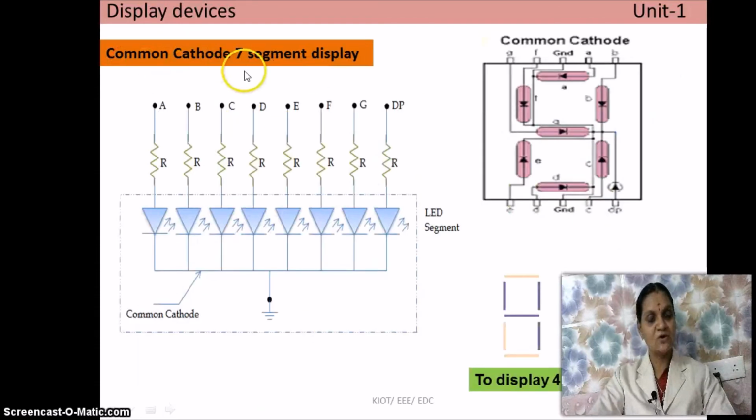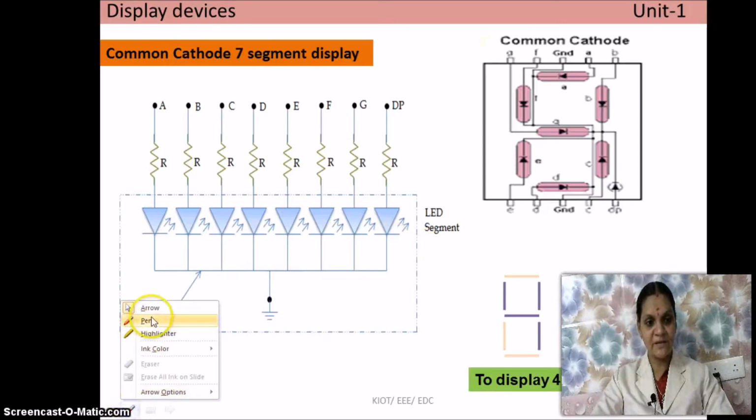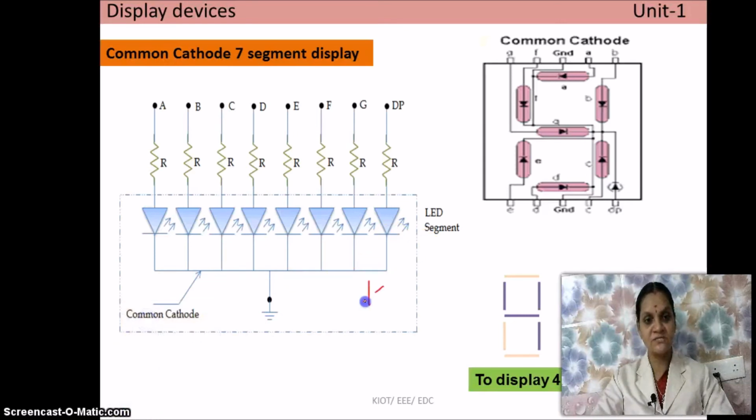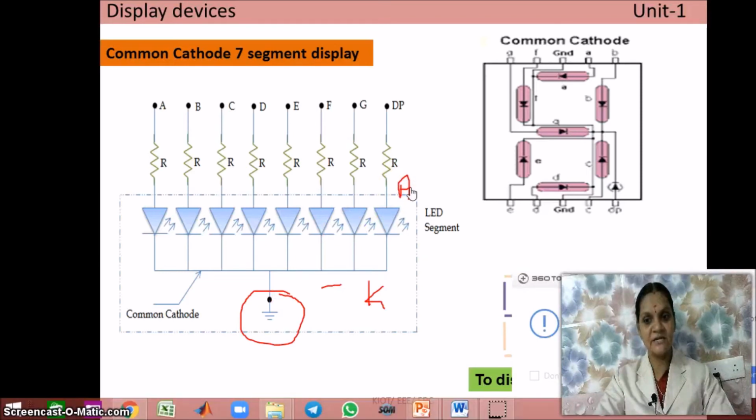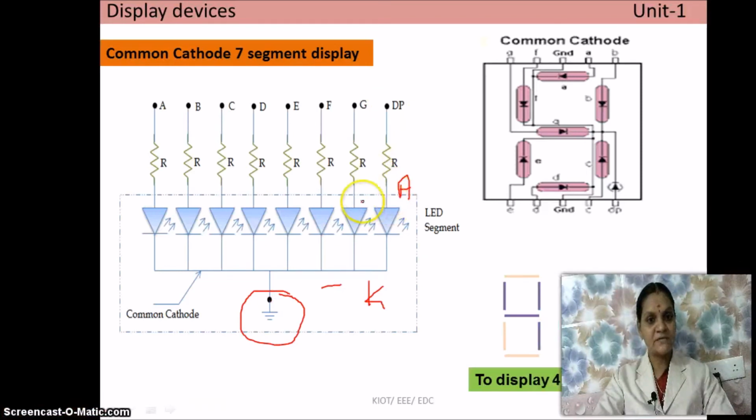Similarly, in a common cathode 7 segment display, it is the reverse. The cathode terminals of all the LEDs are connected together and a common terminal is taken. Cathode is meant for negative supply, so this is connected to ground. This is cathode, negative, connected to ground. See here, this is connected to ground. And this is anode. All the anode terminals are taken out and the segments are represented here.